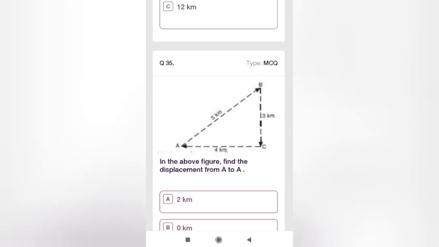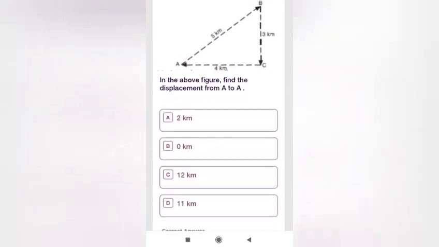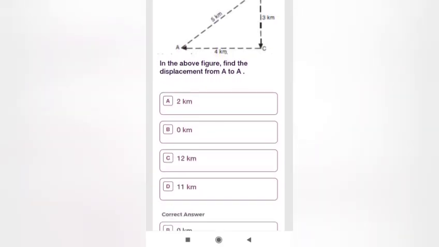So the same problem is given. They are asking you to find out the displacement. Displacement means the shortest path. A to A, it's going to be 0. So option B is the correct answer.